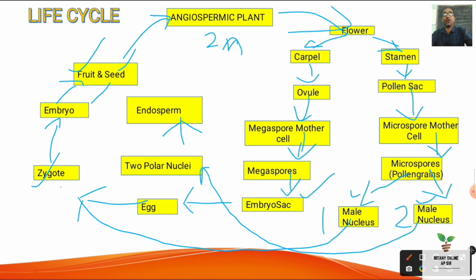So in all of these cases, the major phase is diploid, that is the sporophytic phase, and the haploid phase is very much reduced. Got it? So in this way you find that the angiospermic plant shows a diplontic life cycle with a prominent diploid sporophytic phase and a very much reduced haploid gametophytic phase.